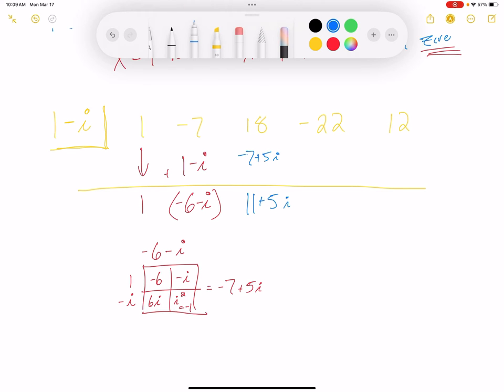And then I multiply them. 11 plus 5i times 1 minus i.